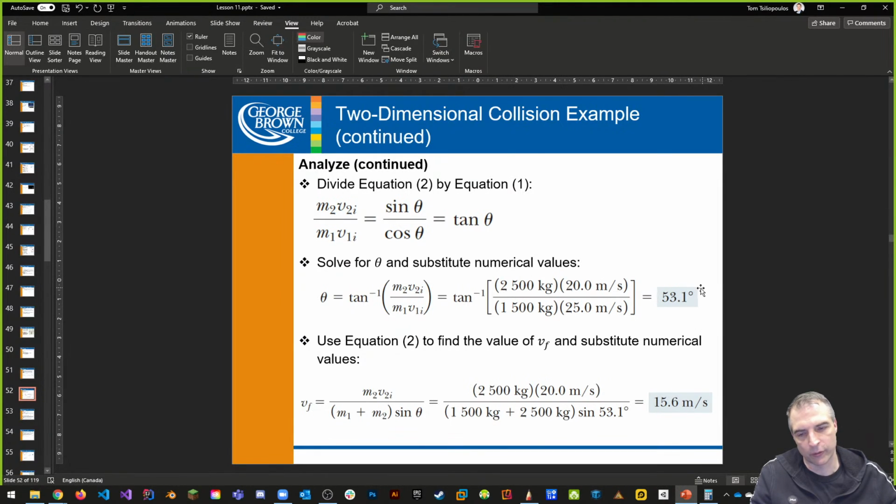Once we have 53.1 degrees, we use equation 2 to find the value of the final velocity, because we can't find that out without subbing in the angle of attack, right? So we take mass 2 times velocity 2 over the sum of mass 1 and mass 2 on the bottom, the ratio of masses at the bottom, times sine theta, and we get this equation here where we know that it's going at an angle of 53.1 degrees to the right, at a velocity of 15.6 meters per second. Okay, that's the total velocity. Velocity final, the velocity vector.